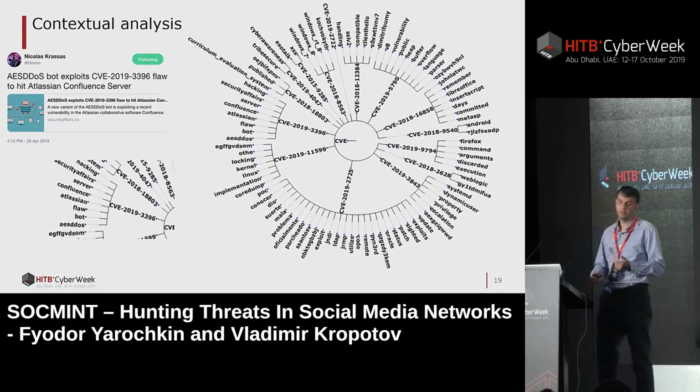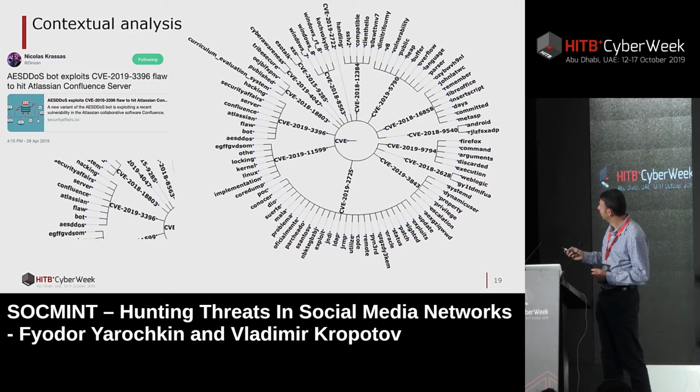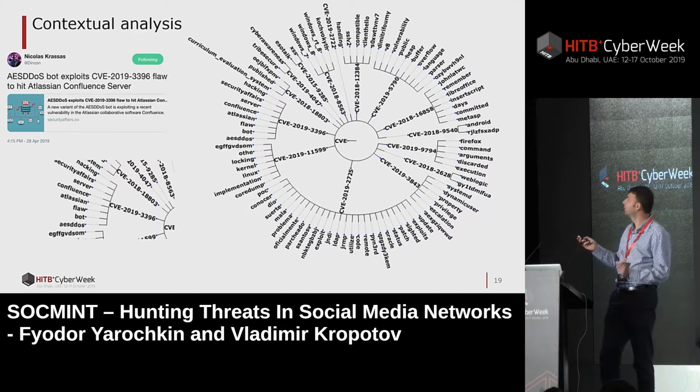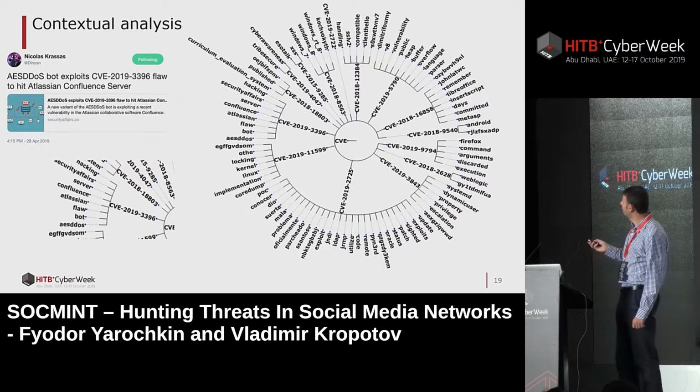So here is a different example, related to this tweet about a vulnerability in Confluence. This is a visualization of CVEs and keywords, the top keywords that describe a particular CVE. So without reading any bulletins, you can understand the context of the vulnerability.